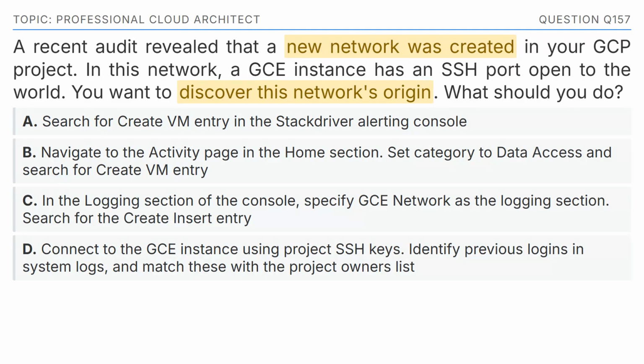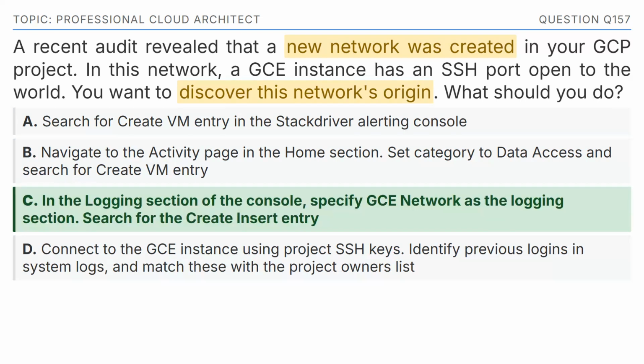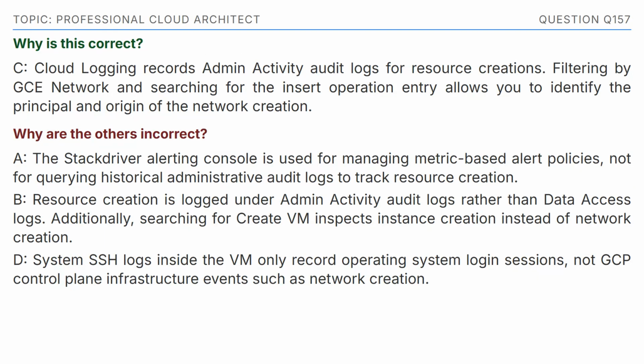To arrive at the correct answer, we focus on the keywords: new network was created, discover this network's origin. The correct answer is option C. In the logging section of the console, specify GCE network as the logging section. Search for the Create Insert entry. Why is this correct?